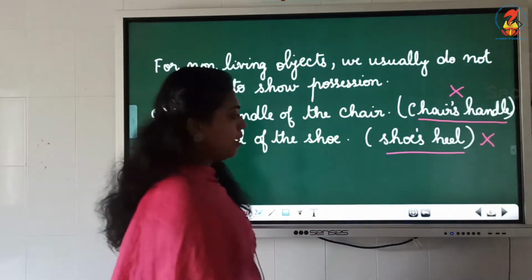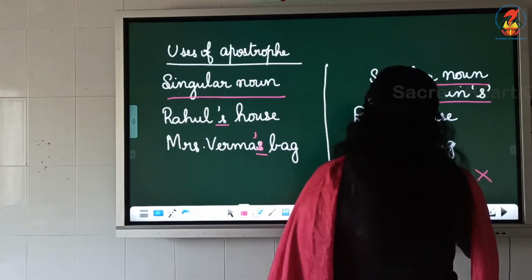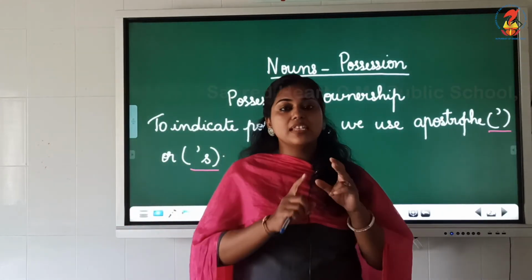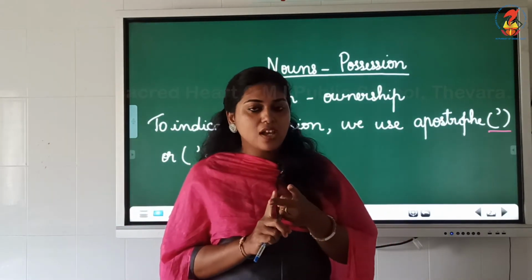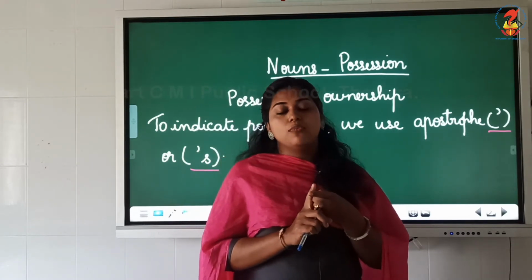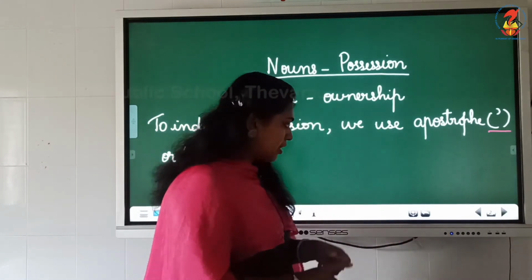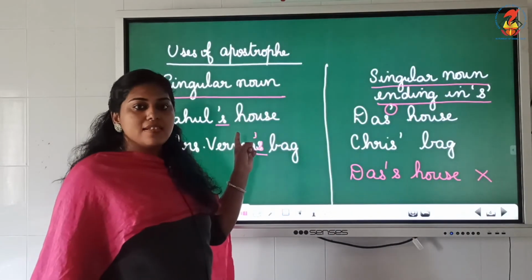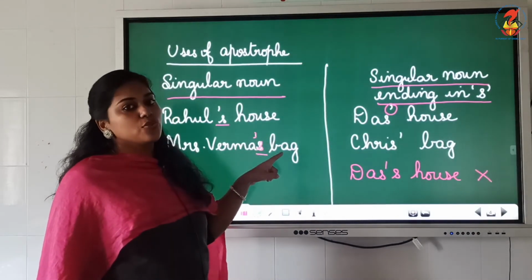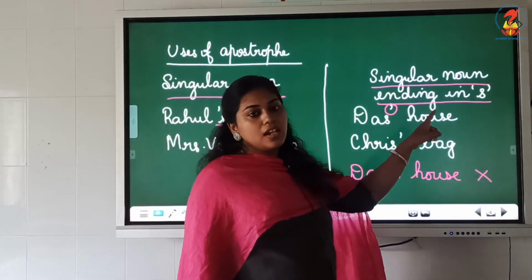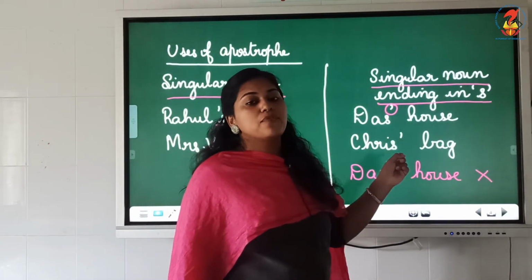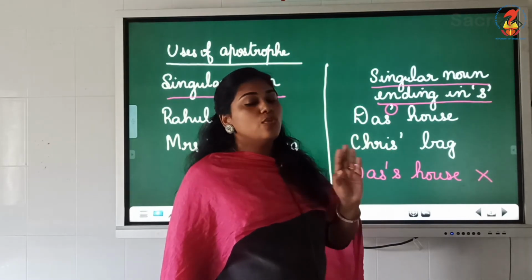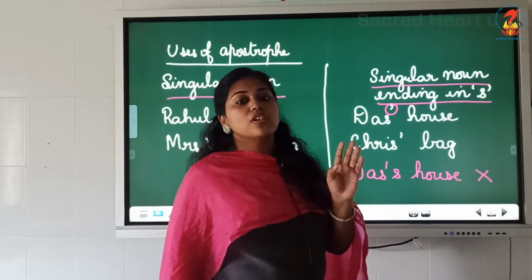So let's have a recap of today's lesson. We learned that in order to show the possession, we can write it in two ways, either with a group of words or by using apostrophe. When you use apostrophe, we have to keep in mind that if it is a singular noun without s, then you have to put apostrophe s to show the possession. But if it is a singular noun ending in s, then you have to put only the apostrophe to show the possession. No apostrophe s. Instead, we use only the apostrophe.